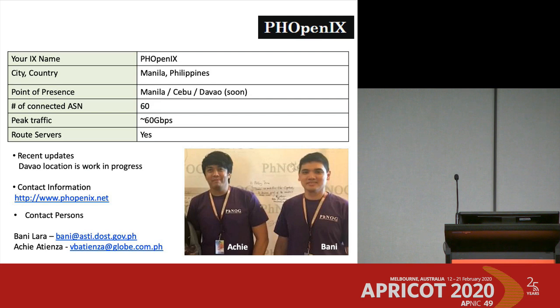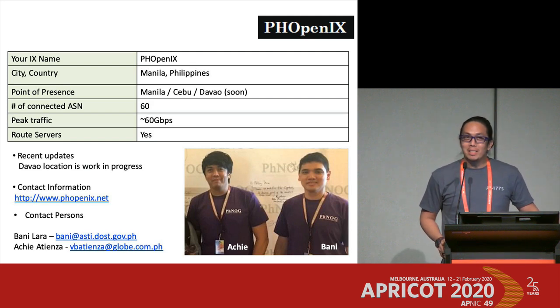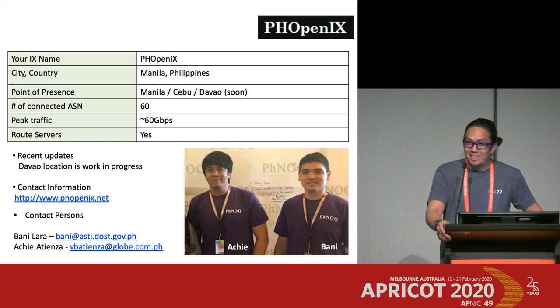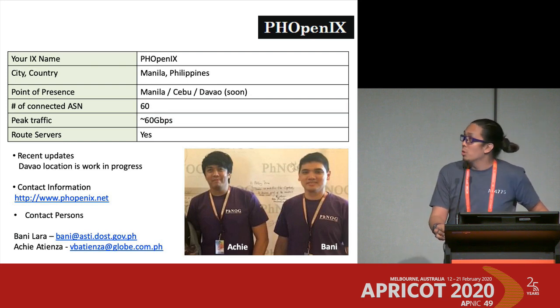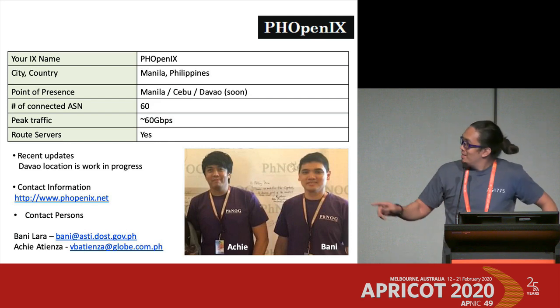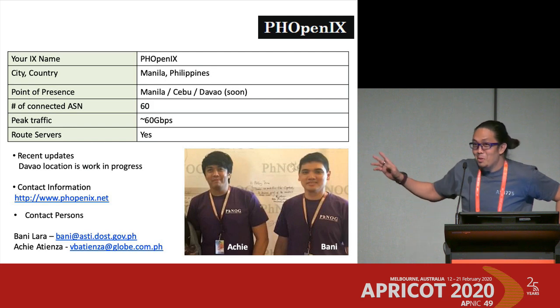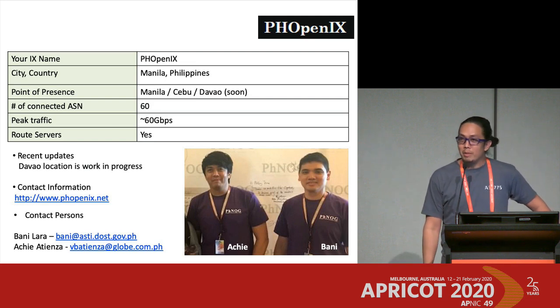Next, PH Open IX, Achi. Hi, I'm Achi, representing PH Open IX of the Philippines. This is not the first IX in the Philippines, but it is the only open IX in the world. It's open because it's not managed by any ISP, and it's actually managed by the government ICT department. It has three POPs: Manila, Cebu, and Davao. But currently only the Manila POP is operational, and we're working on Cebu and Davao. Current traffic is 60 gig with 60 connected ASNs, so it's 1 gig per ASN. You can contact the two guys shown in the picture. The left one is a friend of mine. The one with shorter hair, that's me before. And then Bani, who is the one running the IX from the government. Thank you.